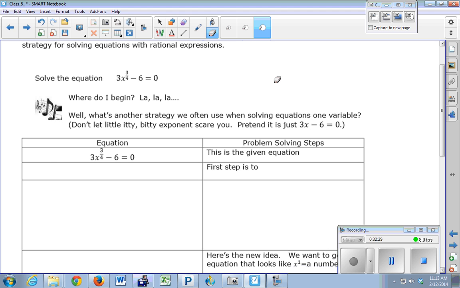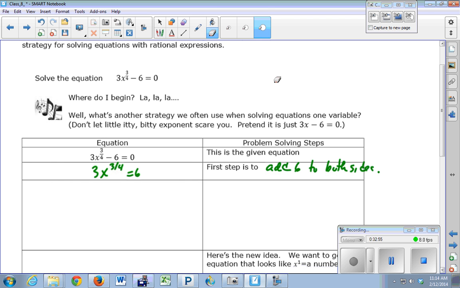Anyway, so where would I begin here? Well, you begin where you always begin. You isolate. Think of this simply as 3x minus 6 is 0. Don't get all freaked out by that little itty bitty fraction. What would you do? You'd add 6 to both sides as your first step. So let's do it. Let's add 6 to both sides. Okay, you're done. Almost. Right?